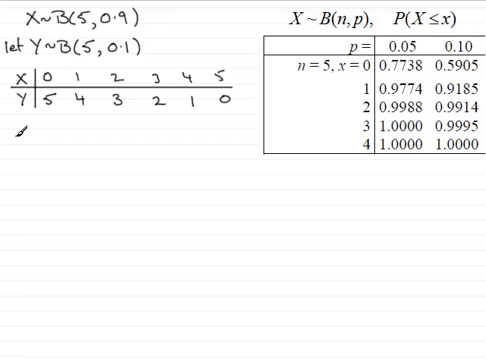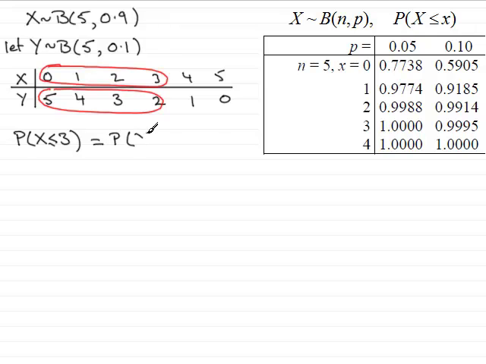Now if we were asked to work out, for instance, the probability of x being less than or equal to 3, we would be looking at these particular values, 0, 1, 2 and 3. And what would the equivalent y values have been? They would have been these values here, 2, 3, 4 and 5. So that would mean that the probability of x being less than or equal to 3 successes would have meant that we would have had the number of failures, which is y, being more than or equal to 2.